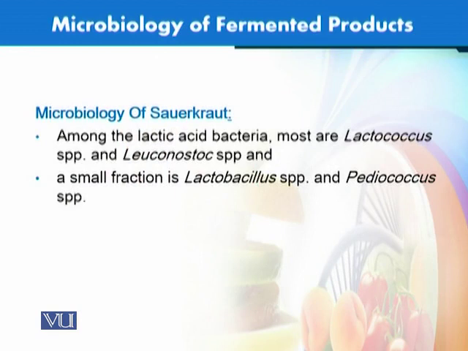Mostly these are the Lactococcus species and Leuconostoc species, which are found in the fermentation process of sauerkraut. It can have a small fraction of Lactobacillus species as well, and Pediococcus species as well. So as you can see, all these different fermented products have their own unique starter culture and their combination, and their end products actually determine some of the desirable traits within these fermented products.